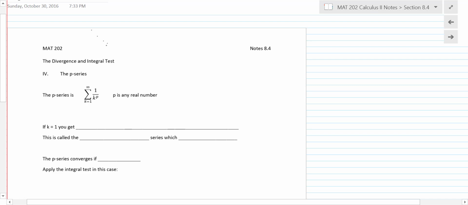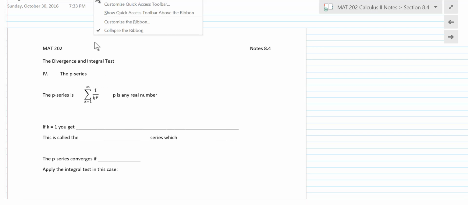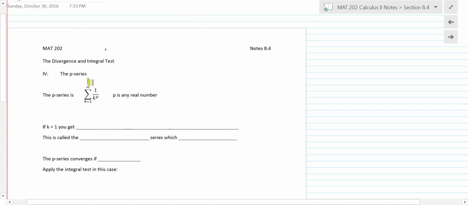And what I'm going to end up doing with this one is the general p-series looks like this. This is what the series looks like, and p is any real number. So we're going to think about the convergence and divergence of this series a little bit, and I'll give you what the key values are.